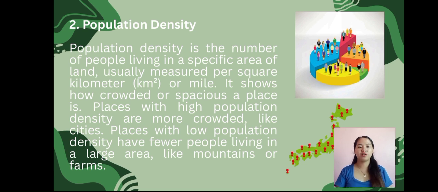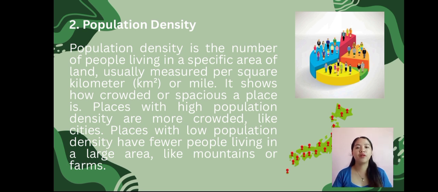Second is population density. Population density is the number of people living in a specific area of land, usually measured per square kilometer or mile. It shows how crowded or spacious a place is. Places with high population density are more crowded, like cities. Places with low population density have fewer people living in a large area, like mountains or farms.